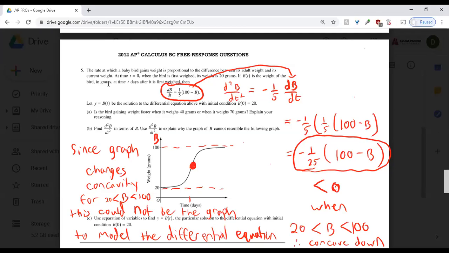So these two things are contradictory. This graph is not consistent with the work on the right. The work on the right says it has to be concave down everywhere, but the graph we're given is not concave down over the interval along the vertical axis. Normally intervals go along the horizontal axis, but here we're doing an interval along the vertical axis.